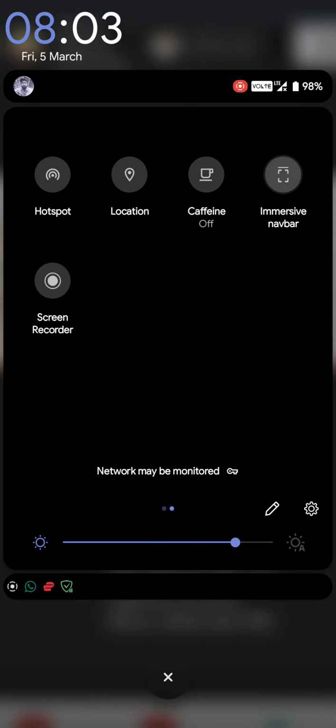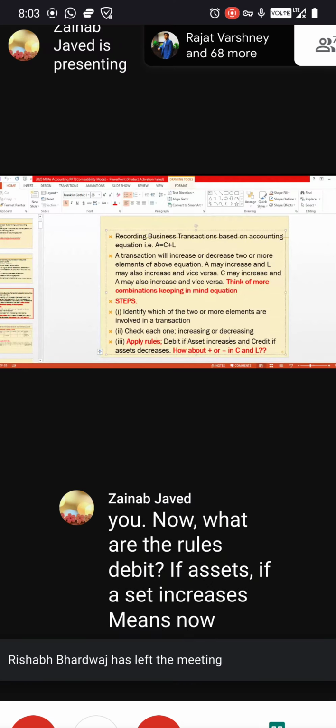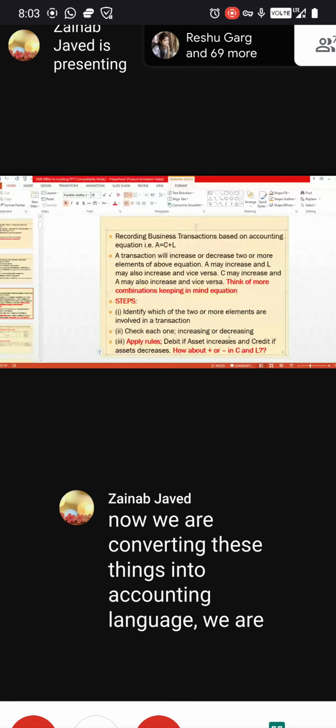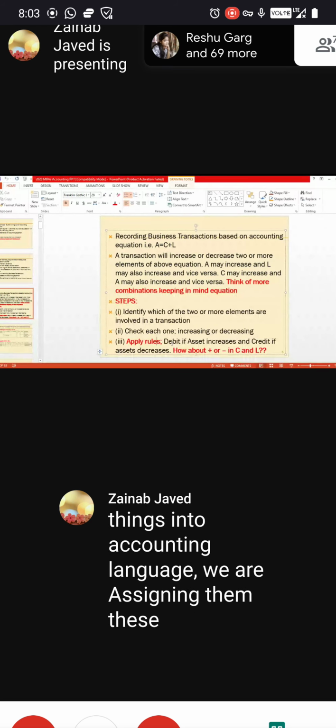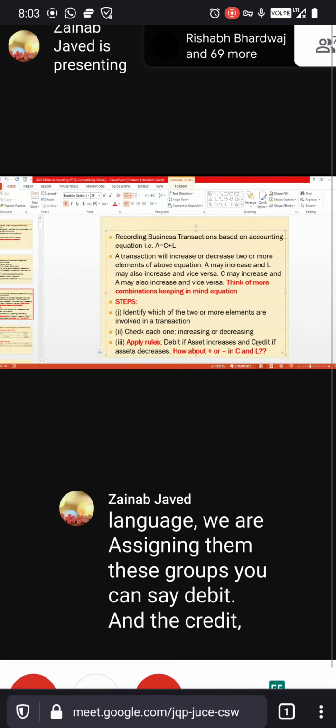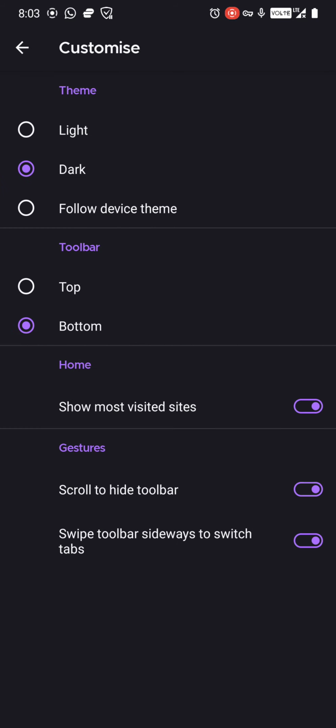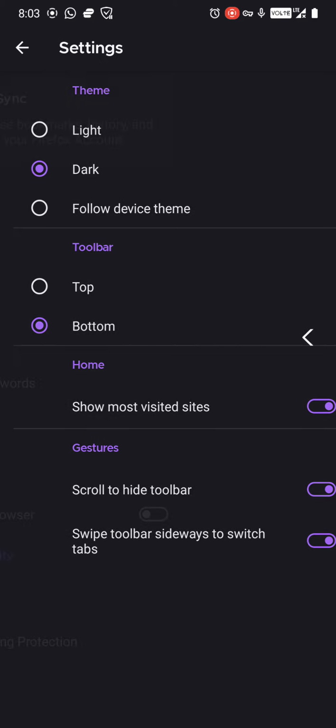What are the rules? Debit if asset increases. Now we are converting these things into accounting language. We are assigning them these codes. You can say debit and credit. How do we assign? First step, we check what are those two elements. Second step, we check which one is increasing, which one is decreasing. Now, if the one which is increasing is asset, we will call it debit. If it is decreasing, we will call it credit.